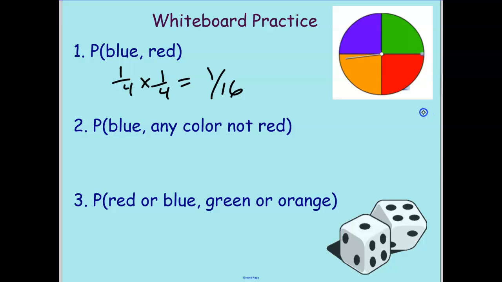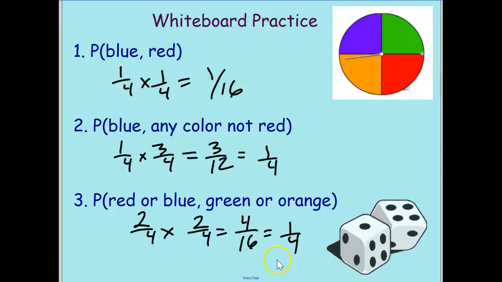Okay, so I want you to hit pause and I want you to keep going with these, see how you do, and you can compare in a minute. Don't cheat, hit pause. All right, let's see how you did.